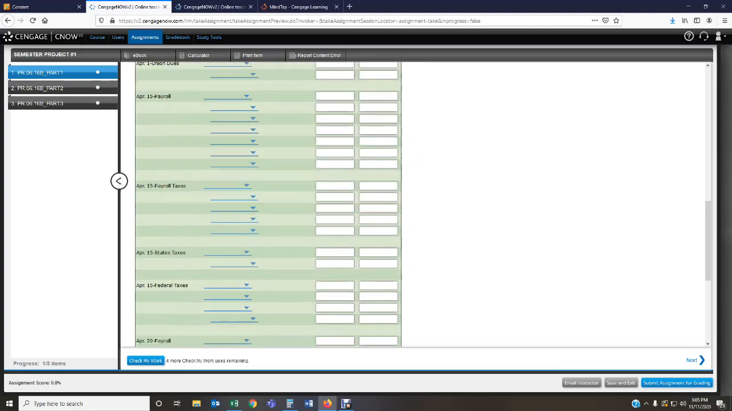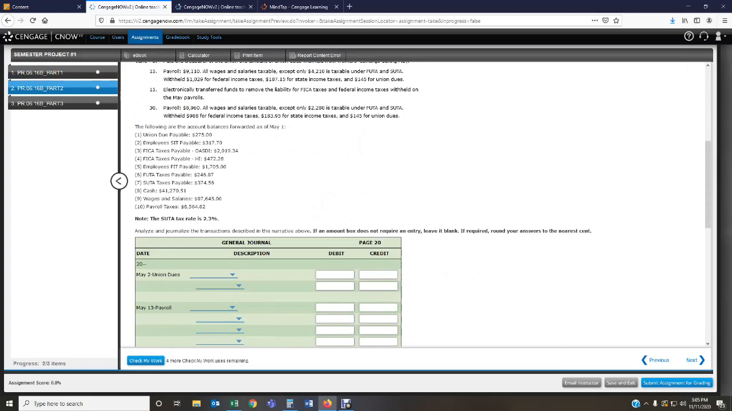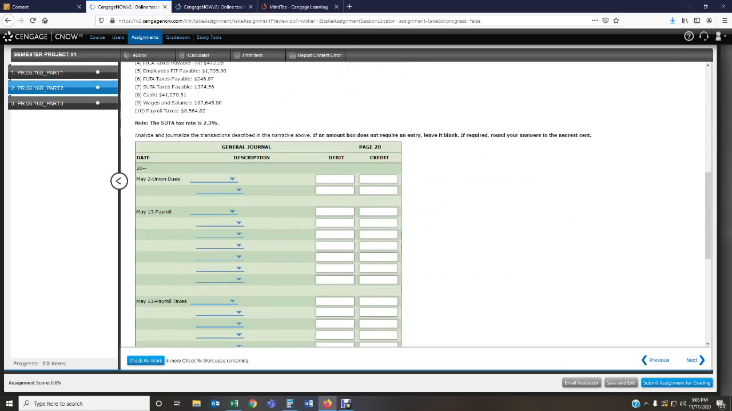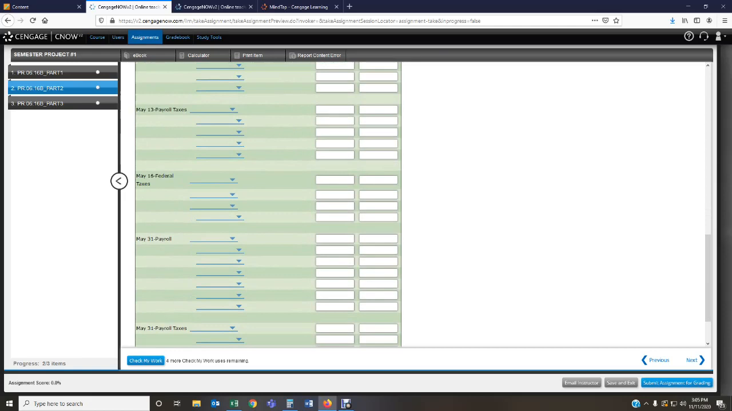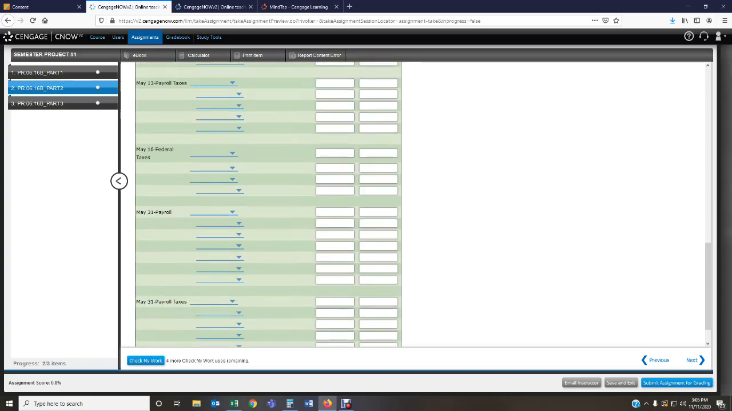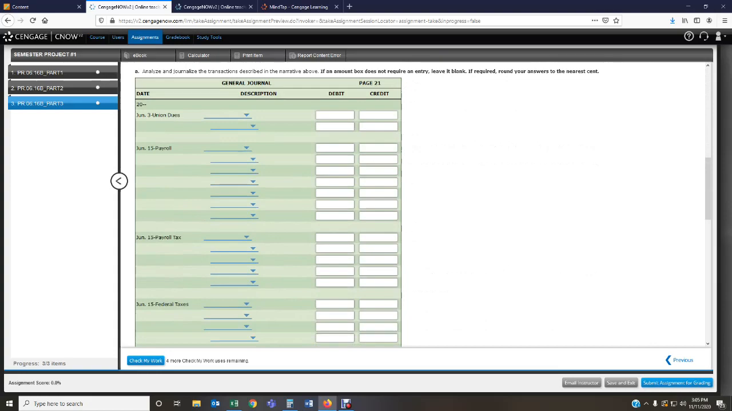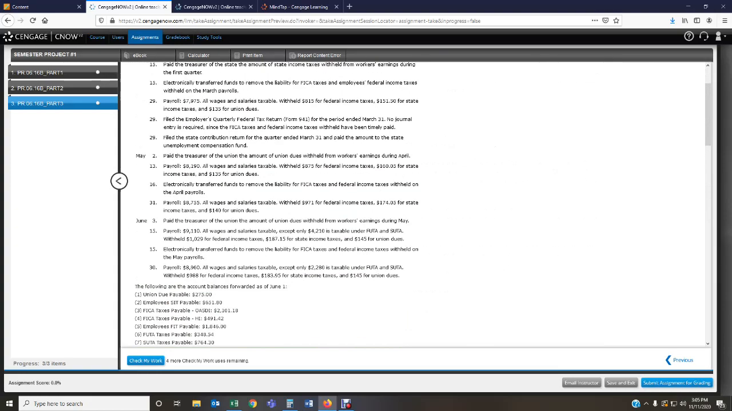Part 1 is all journalizing journal entries. Part 2 is a continuation. Every journal entry has a date. So May the 2nd, May the 13th, May the 16th, so on and so forth. And you get to choose the accounts that you're going to be using for each of the transactions here. So part 2 is a continuation of the journal entries. Part 3 is also a continuation of the journal entries for the month of June.